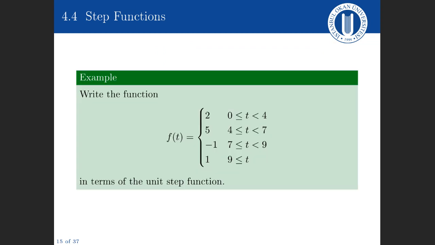Let's go a little bit more advanced. Write the function f in terms of the unit step function. We have a function which is equal to 2, if t is between 0 and 4. Then the function is equal to 5, if t is between 4 and 7. The function is equal to minus 1, if t is between 7 and 9. And then the function is equal to 1, if t is greater than or equal to 9.